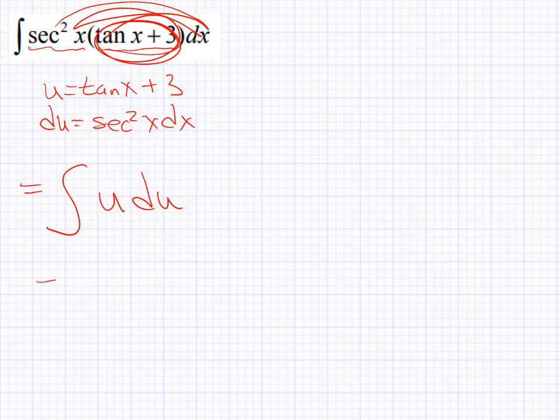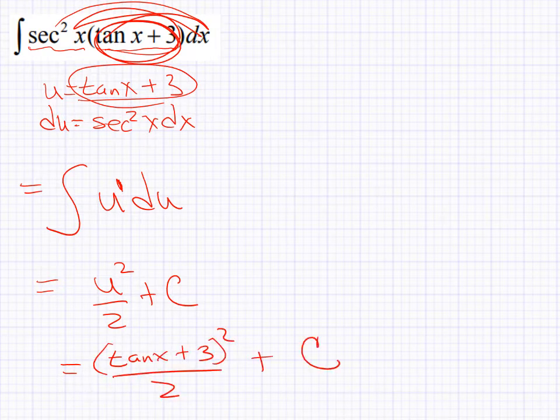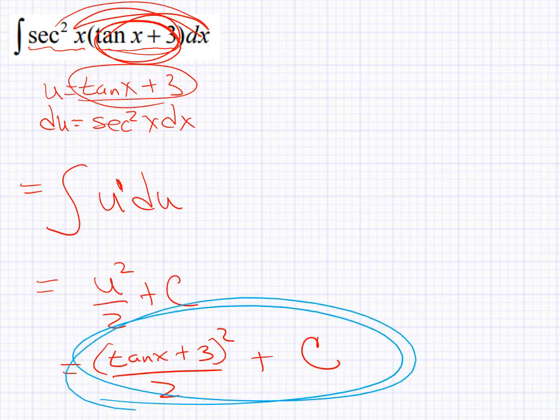So the integral of u du is u squared over 2 plus c. Using power rule, just a power rule, u to the first power. Replace your u with what you called u, in this case tan x plus 3, and you get tan x plus 3 squared over 2 plus c as your final answer.